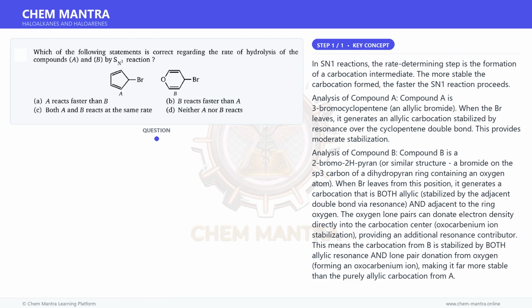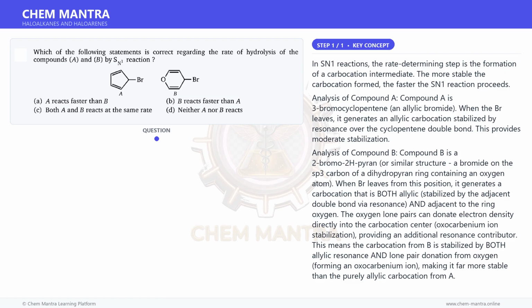The oxygen lone pairs can donate electron density directly into the carbocation center, oxocarbenium ion stabilization, providing an additional resonance contributor. This means the carbocation from B is stabilized by both allylic resonance and lone pair donation from oxygen, forming an oxocarbenium ion, making it far more stable than the purely allylic carbocation from A.